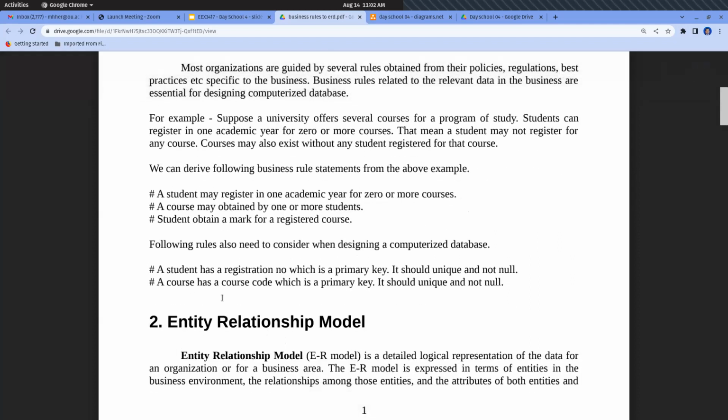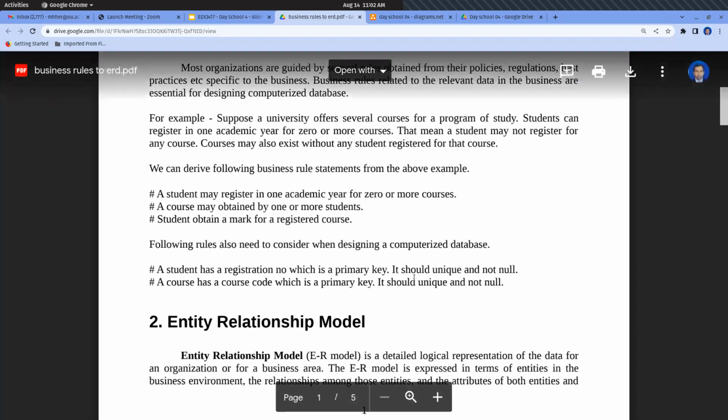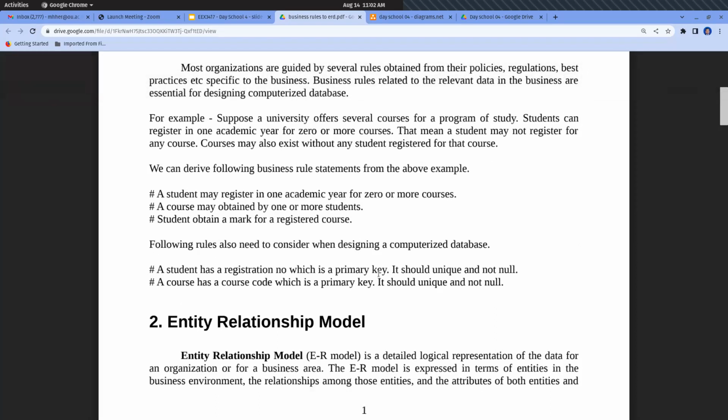The following rules also need to be considered when designing a computerized database. A student has a registration number. Normally you also have a registration number, which is a primary key. A primary key is a unique key. When you consider a registration number for you, it is only for you, not for any other. That is called a primary key.